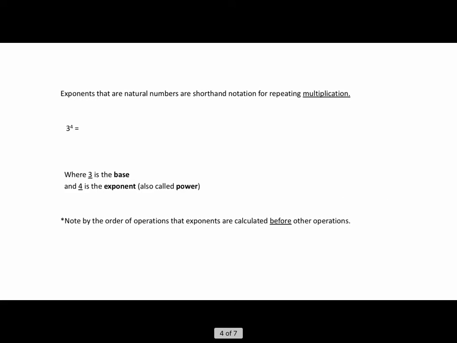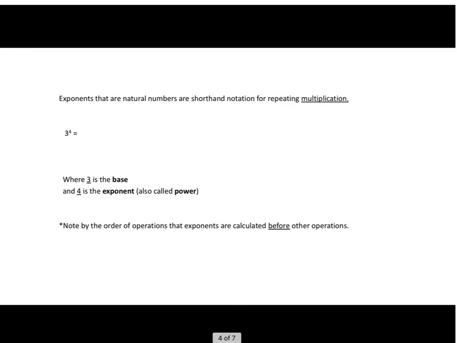So exponents are natural numbers. Remember, those are the counting numbers, 1, 2, 3, 4. And they're shorthand notation for repeated multiplication. So 3 to the 4th power is the number 3 multiplied, right? Multiplication 4 times.